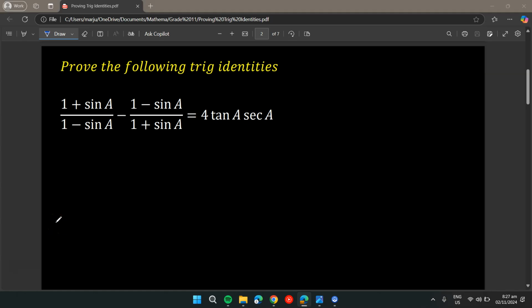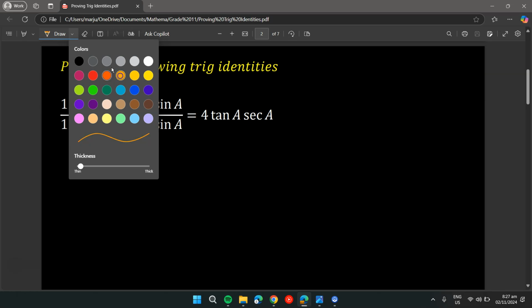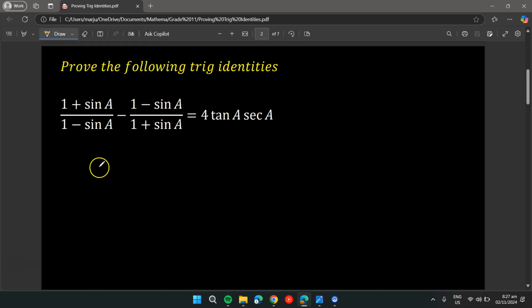So how do we prove this identity? 1 plus sine of a over 1 minus sine of a minus 1 minus sine of a over 1 plus sine of a is equal to 4 tangent of a secant of a. So again, I will start from the left hand side. What I'm going to do here is get the LCD.